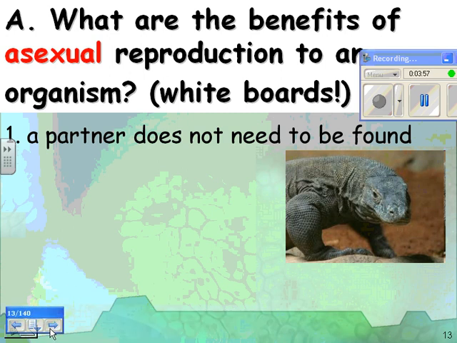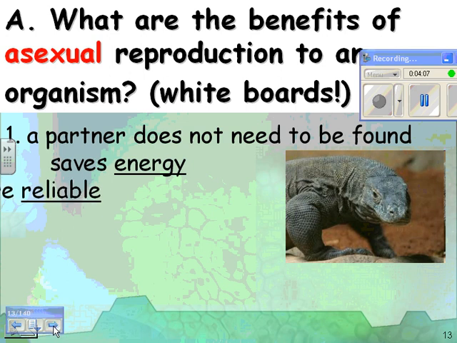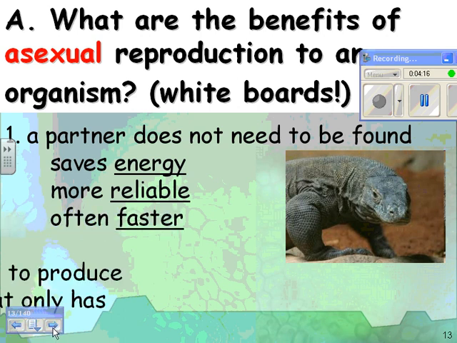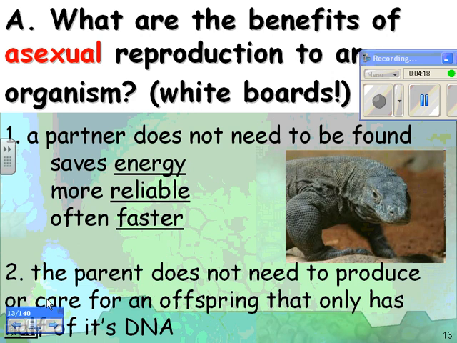If you think about frogs croaking at night, they're croaking to find a mate, but all the predators can hear them as well. So anyway, it saves energy if you don't need to find a partner. It's more reliable, so all you need is yourself. It's often faster because you don't need to find a mate. And another thing is that the parent does not need to produce or take care of an offspring that has only half of its DNA.